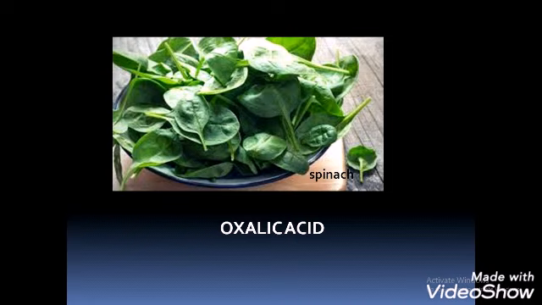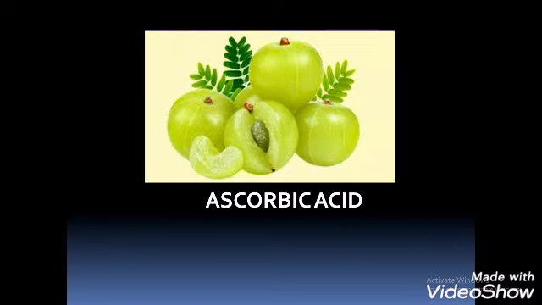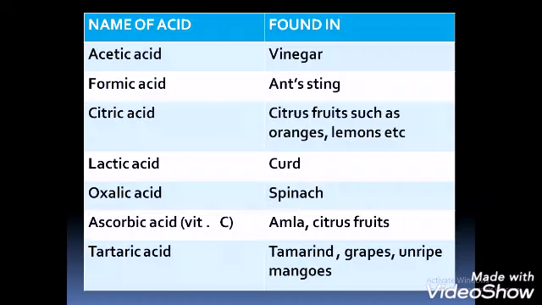What is this? Spinach. In spinach, one acid is present. Which acid? Oxalic acid. In curd, lactic acid is present. In amla, ascorbic acid is present. In grapes and tamarind, tartaric acid is present. Both of them contain tartaric acid.